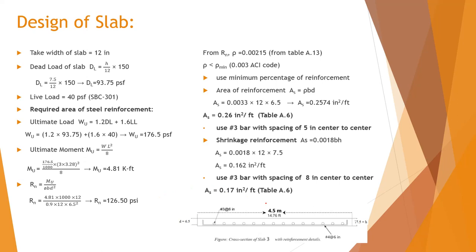So now we can go to see the cross section of the slab S3. For the cross section, here we have the value of D 6.5, and here is the value of 7.5, and here is the total distance of LX. This is the LX value, 4.5 meter. When you convert it, it's 14.76 feet. And this is the reinforcement details. Here is number 3 at 6 inches, and here number 4 at 6 inches.